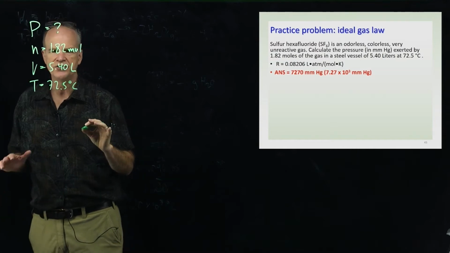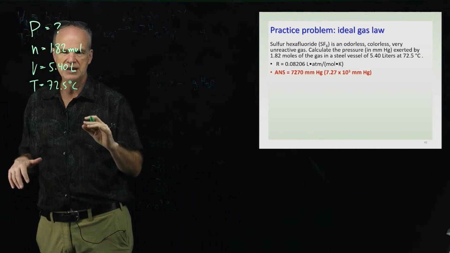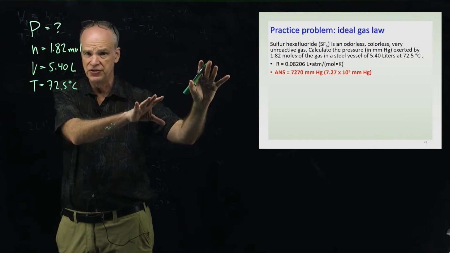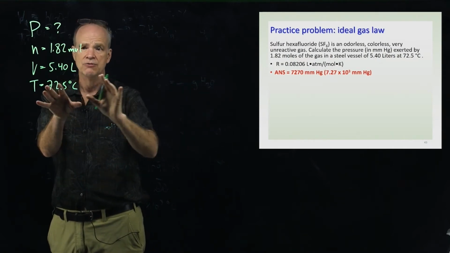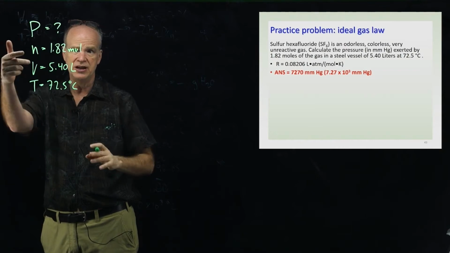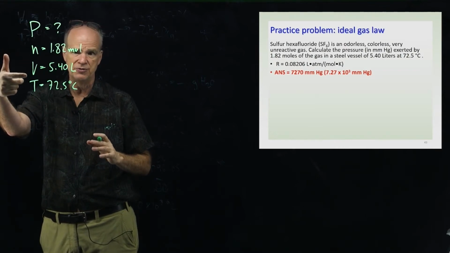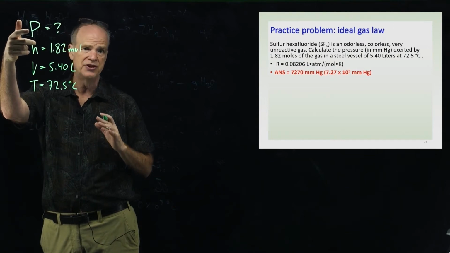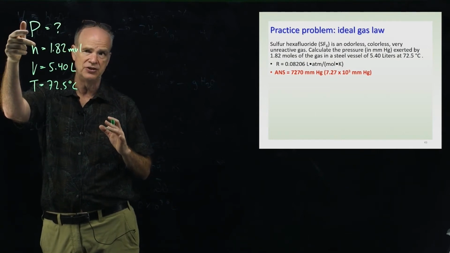So I think what you can see with this problem is we have initial conditions here, but we don't have new conditions that we're converting this gas to. We're looking at the initial conditions, and given we know the moles, the volume, and the temperature of the gas, can we find the pressure of the gas? And the answer is yes, we can, using the ideal gas law.